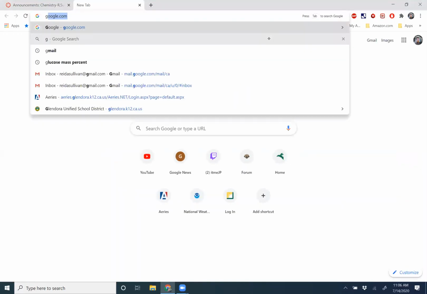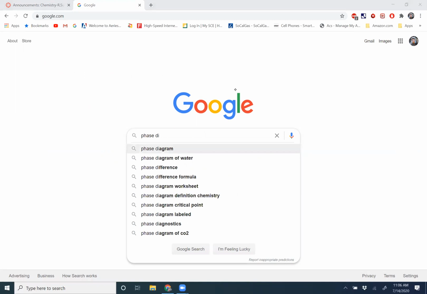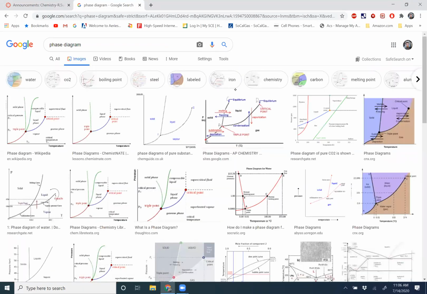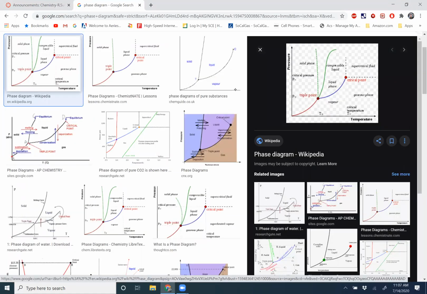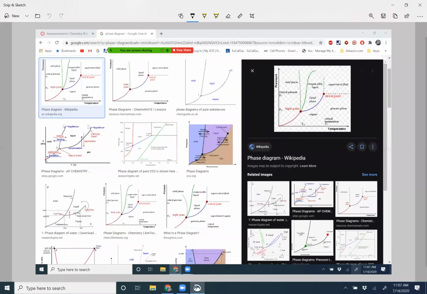So I'm not going to attempt to draw them because I'm a terrible artist. So you may have seen this in your reading or what have you. I'm going to do this. We're going to take a screenshot so we can zoom up, because Google Images doesn't like me to zoom up anymore.